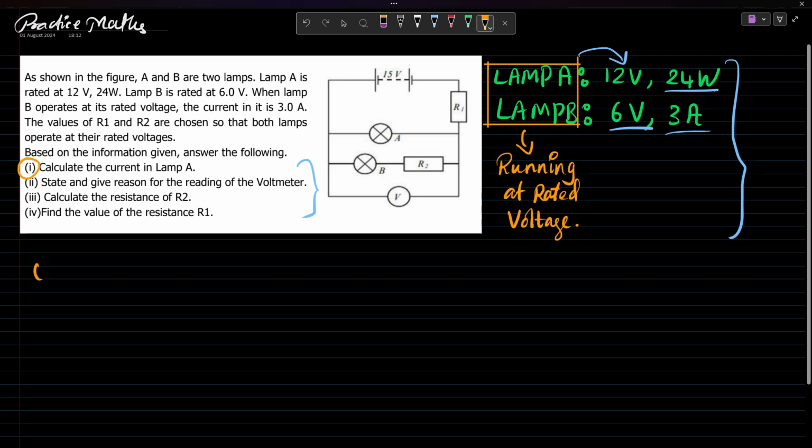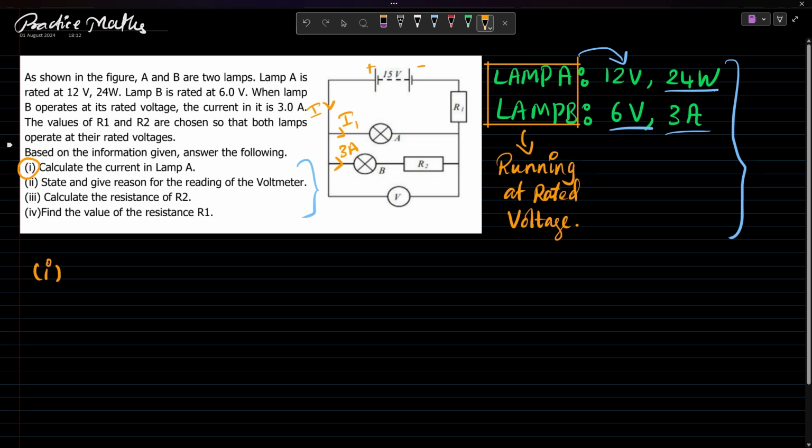All right, so part 1 is asking for the current in lamp A. I think this is the positive terminal and this is the negative terminal. So this is I, and then this is I1, and this is I2, which is 3 amps. All right, this is basically the setup.